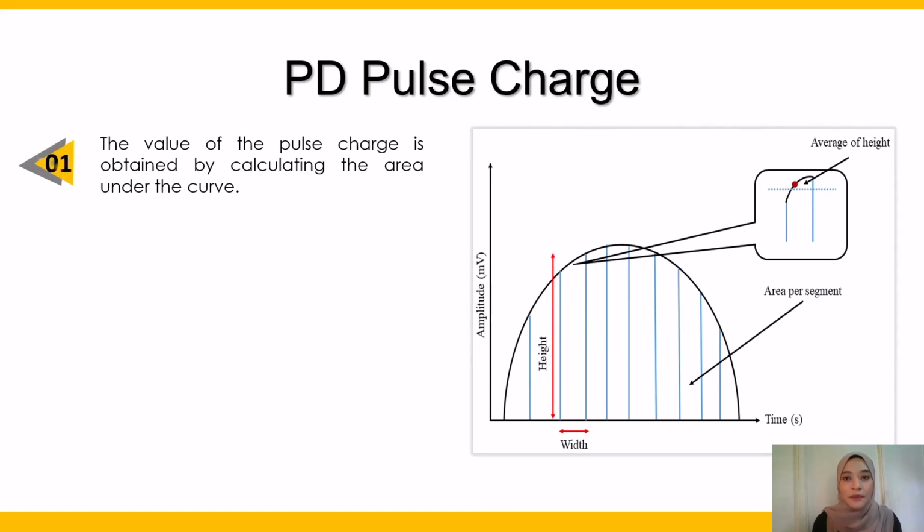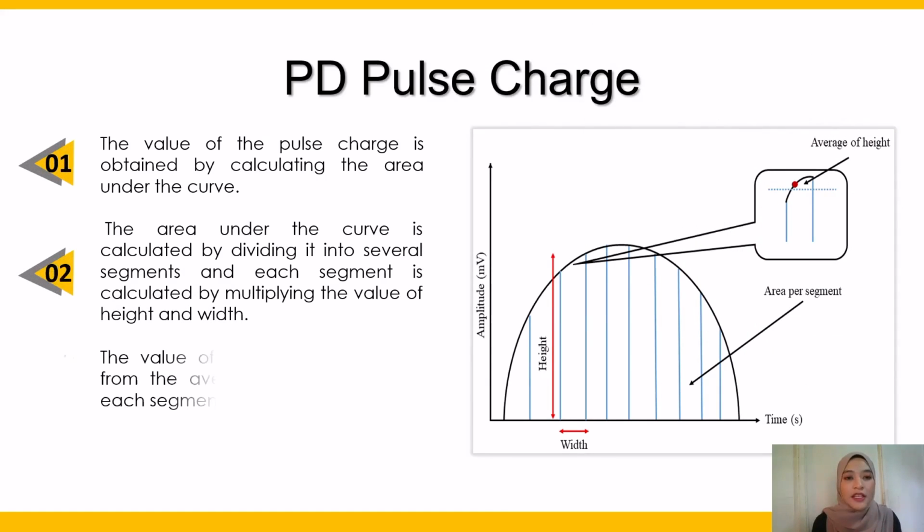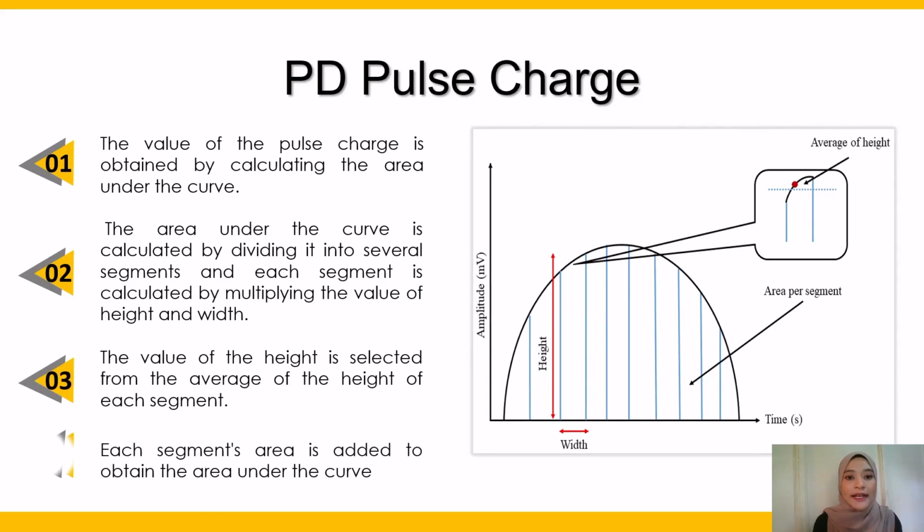Then is PD pulse charge. The value of the pulse charge is obtained by calculating the area under the curve. The area under the curve is calculated by dividing it into several segments, and each segment is calculated by multiplying the value of height and width. The value of the height is selected from the average of the height of each segment. Each segment area is added to obtain the area under the curve, which is equal to the PD pulse charge value.